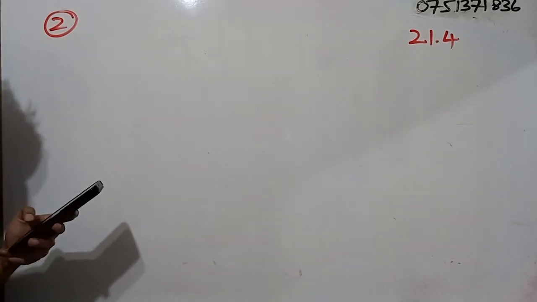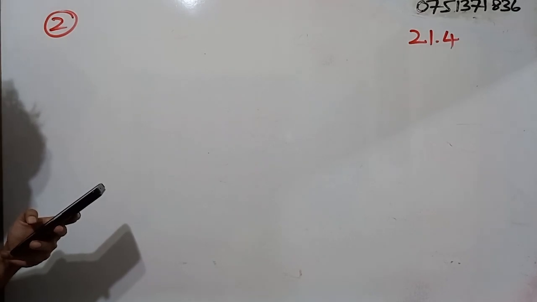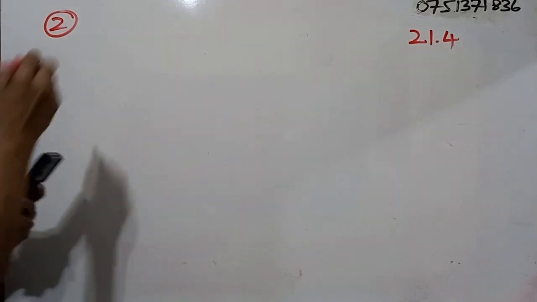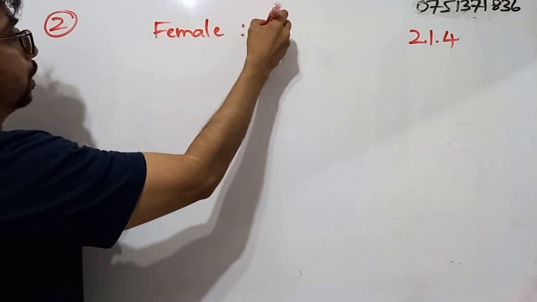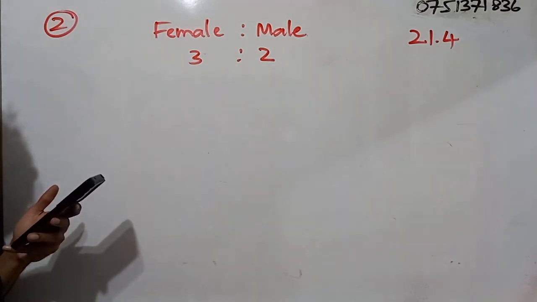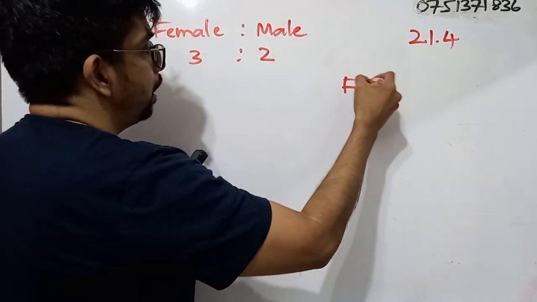Right, question number 2. The ratio of female workers to male workers in an office is 3 to 2, so female to male. If there are 18 female workers, so number of female workers are what?